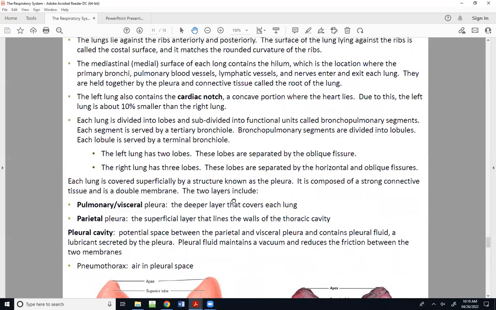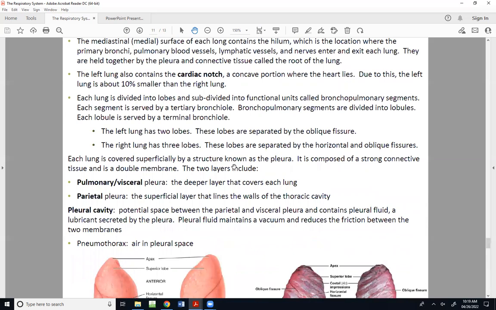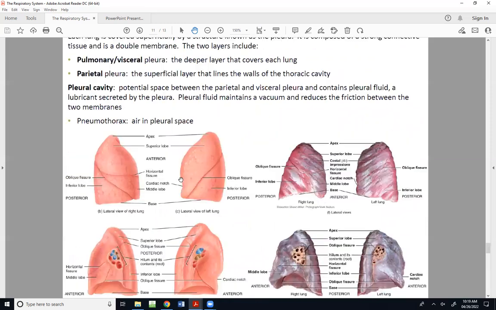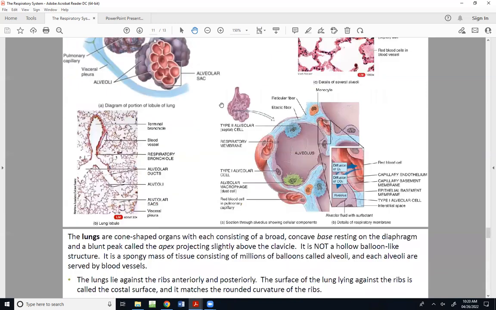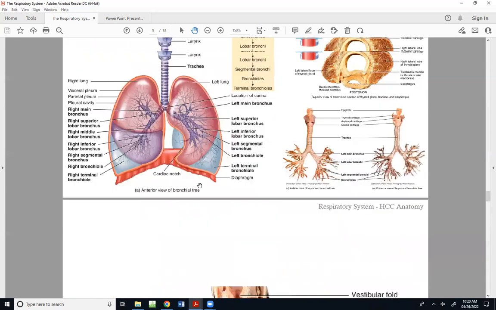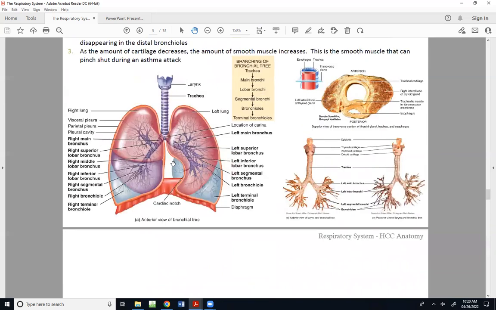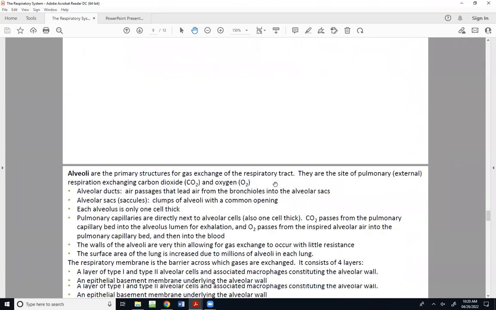The left lung, I already mentioned this, contains what we call the cardiac notch, a concave portion where the heart lies. And due to this, the left lung is about 10% smaller than the right lung. We get a little bit of a view of it here. This is a lateral view, so you're looking from the side, so you don't get a great view of it. You get a pretty good view here. Really, the best way to appreciate it is back here on this picture, where you can look straight ahead, and you can see that cardiac notch very nicely.